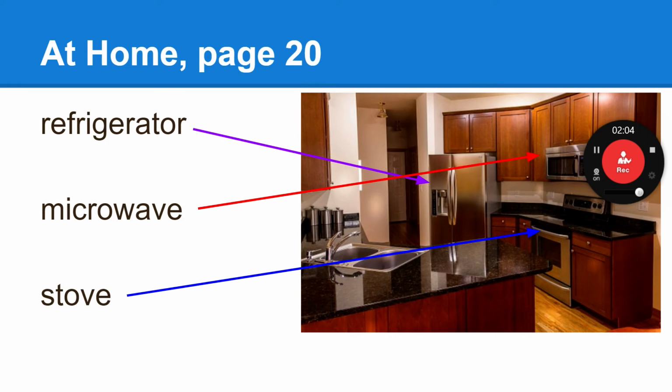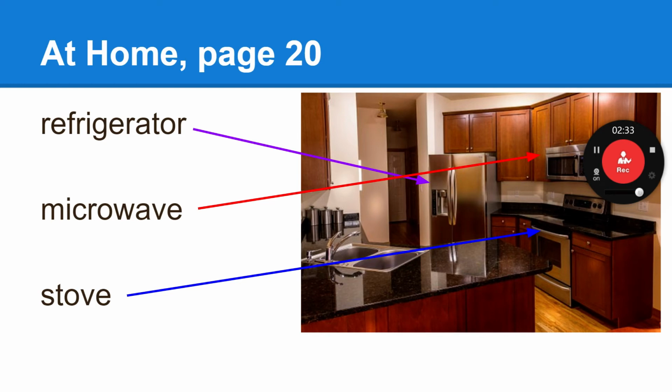Refrigerator. This is the thing in your kitchen where you put your food and it keeps it cold. The freezer is a part of the refrigerator that keeps things very, very cold. Microwave. A microwave oven cooks the food very quickly. Popcorn usually takes about 3 minutes.